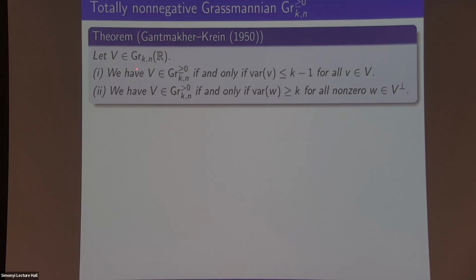If I have an element V of the real Grassmannian, so it's a subspace of R^n, then V is totally non-negative if and only if every vector in V has at most k-1 sign changes. And I just want to point out here, this k-1 is best possible. If I take a matrix representative which is row reduced, and then take the alternating sum of the rows, that would give me k-1 sign changes. Similarly, V is totally positive if and only if every non-zero vector in the orthogonal complement has at least k sign changes.